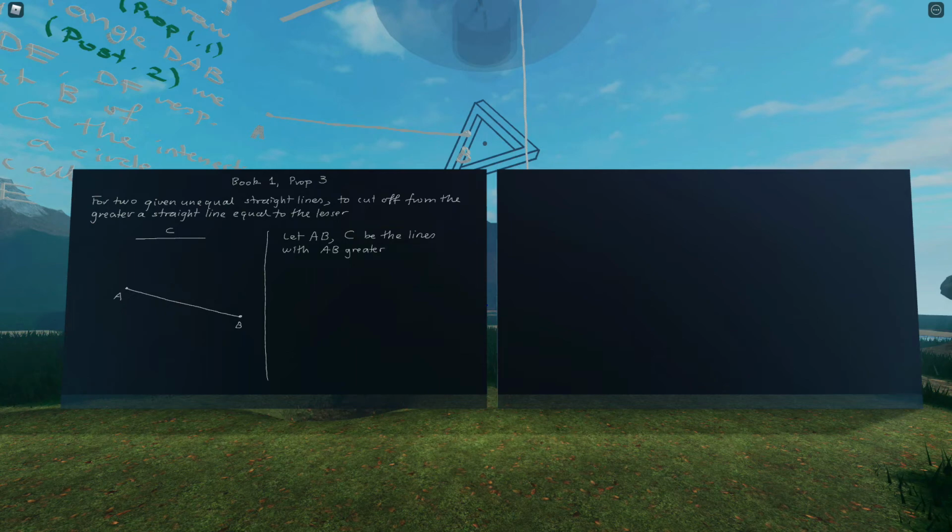So there's a total order on lines by length. That's part of the common notions. Let A, B, C be the lines with AB greater. Then we can construct, by proposition 1.2, let AD be a line at A the same length as C.